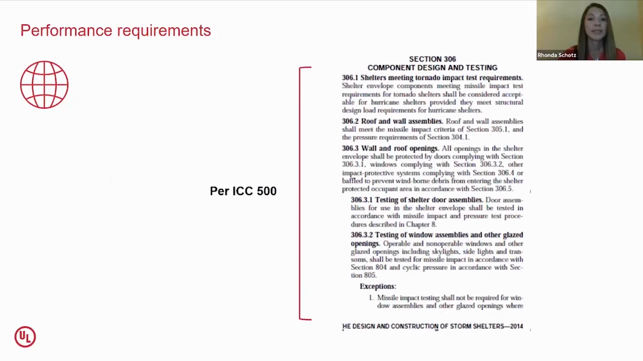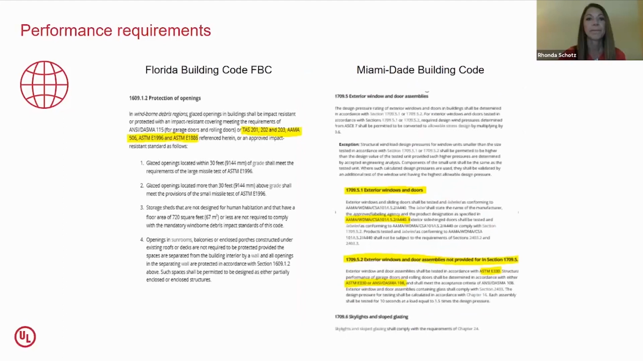Per the ICC 500 shown here, it has its own set of requirements as well. This is typically for storm shelter windows, doors, walls, and roof components. In the Florida Building Code, or FBC, in Miami-Dade, it references the NAFS, ASTM E330, TAS 201, 202, 203, the AMA 506, and the ASTM E1886, 1996, as shown on the screen.